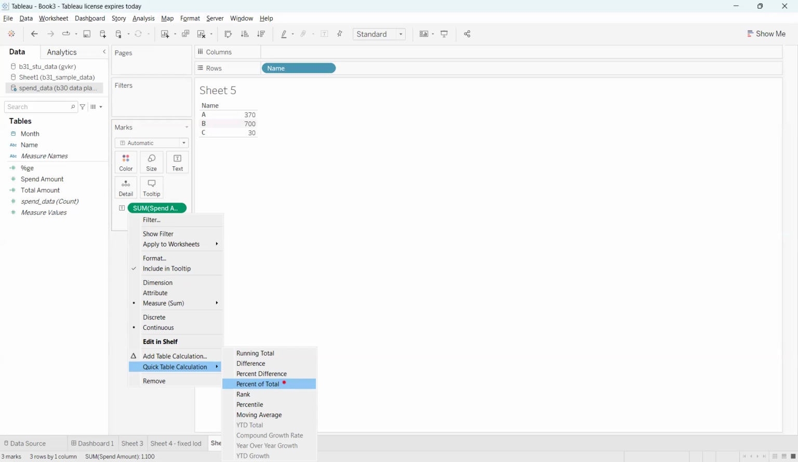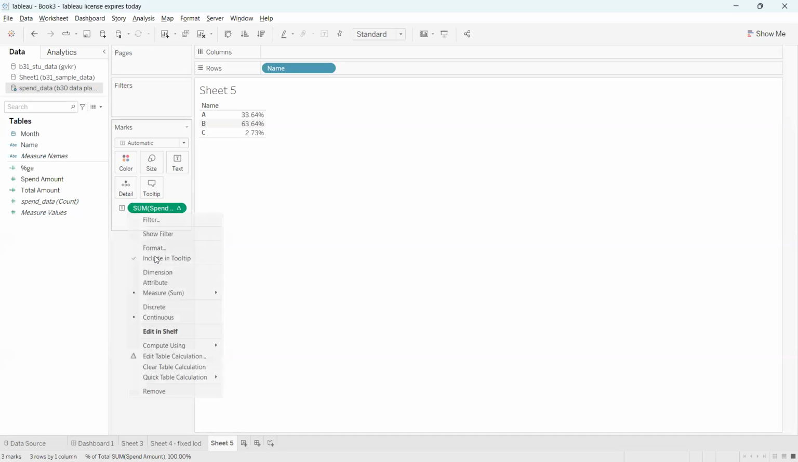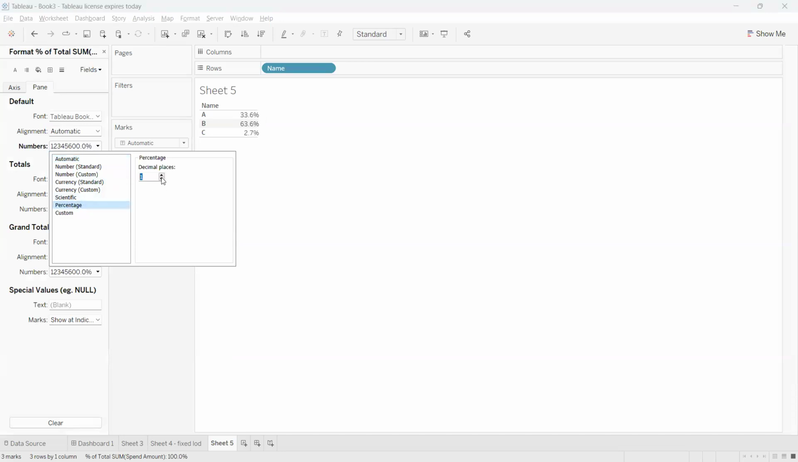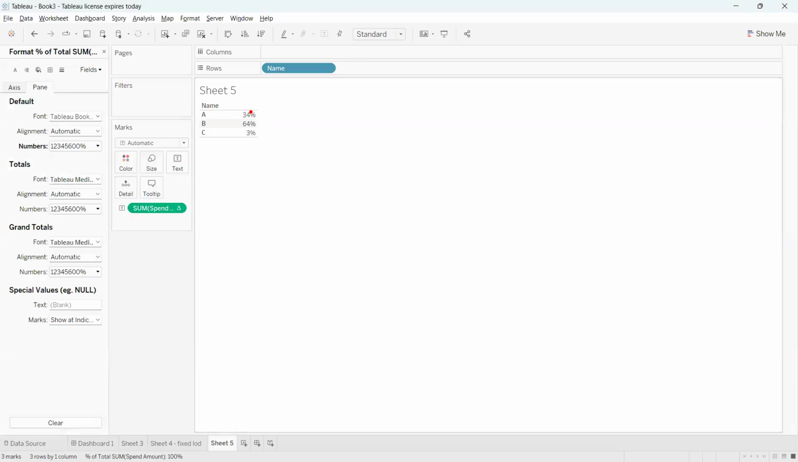When I click on the percent of total, what Tableau will do is, in the numerator it will take 370. So simple. Tableau will try to find out what is the percentage of these 370 out of the total value. Let's go to the table calculation, do the percent of total, go to the format option and make it zero decimal. You see, I simply got 34%, 64%, and 3%, which I achieved with the help of fixed LOD. I have a simple concept here to achieve the percent of total.